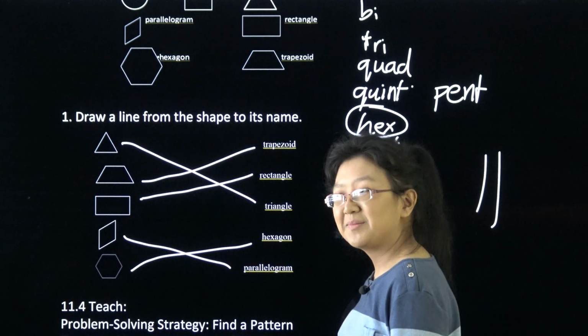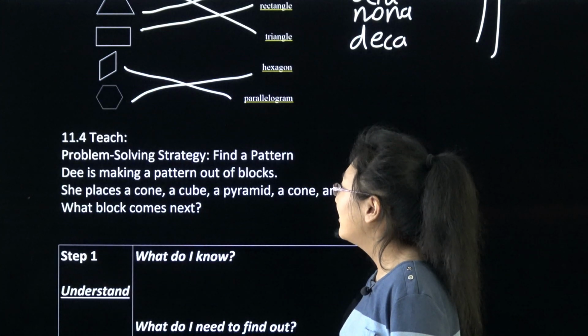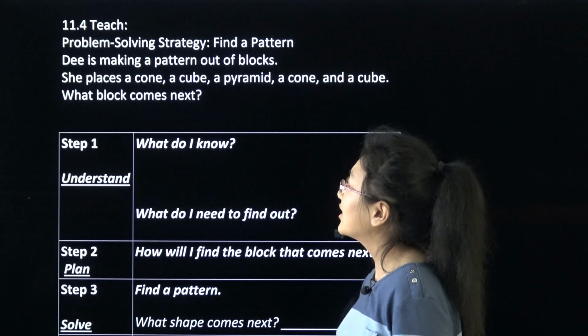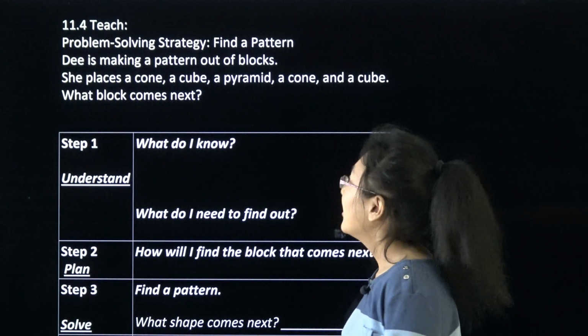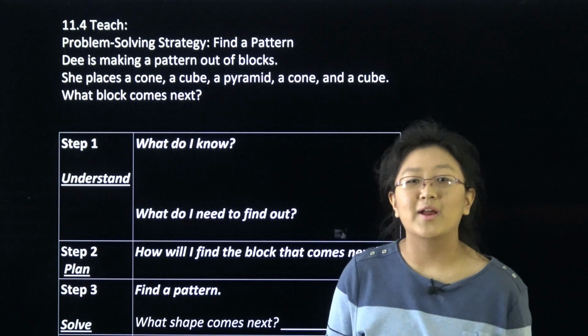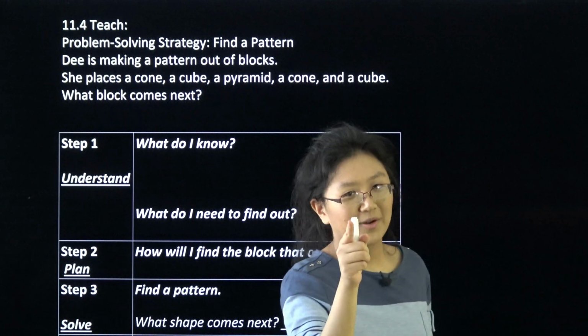Now we're done section number 3. We're finally done that. And now we're at section 11.4, section 4 of chapter 11, where we teach you about problem solving and take a break from all those shapes. Or do we take a break from all those shapes?